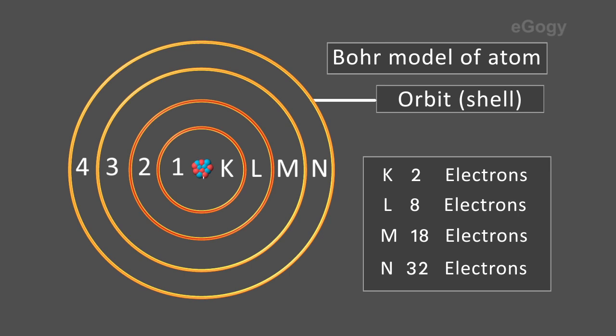The electrons present in each shell or orbit will have a definite energy. That is why the shells are also called energy levels. As the shells move apart from the nucleus, its energy level increases. Electrons are accommodated in shells in increasing order of energy.